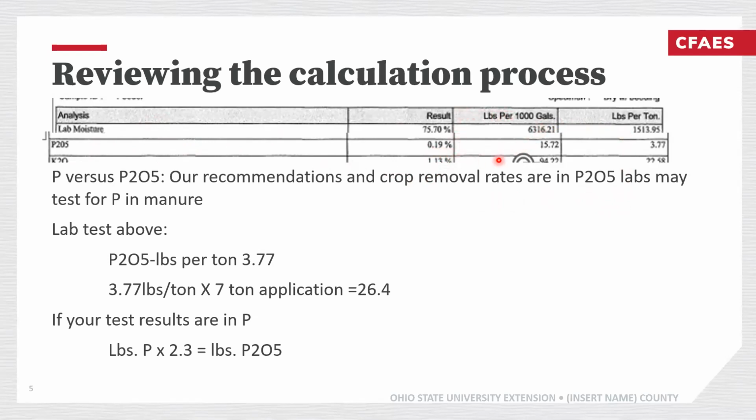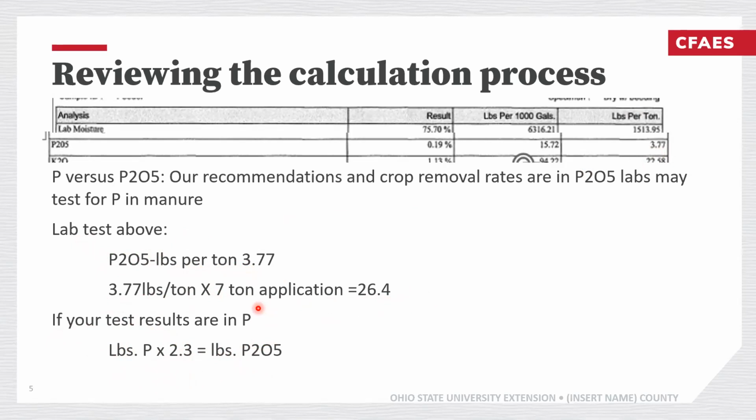We don't need to look at the 1,000 gallons because this isn't a liquid product. If this had been a liquid product, we would look at this pounds per 1,000 gallons. But because it's a dry product, we're going to use the pounds per ton, which is 3.77 pounds per ton of manure we apply. So from the lab test of P2O5, 3.77 pounds of P2O5 per ton, times our 7-ton application gives us 26.4 pounds of P2O5 applied per acre that we can take off of our commercial fertilizer application.